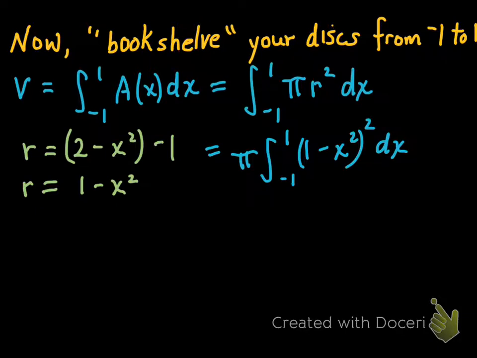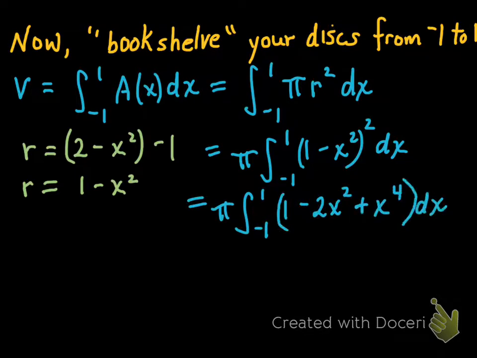Well, the truth is, I'm just going to expand 1 minus x squared. I'm talking about 1 minus x squared times 1 minus x squared. And when I multiply those, the trinomial I get is 1 minus 2x squared plus x to the fourth. Now I feel real comfortable about being able to integrate the integrand. I've got a power rule in reverse for all three terms.